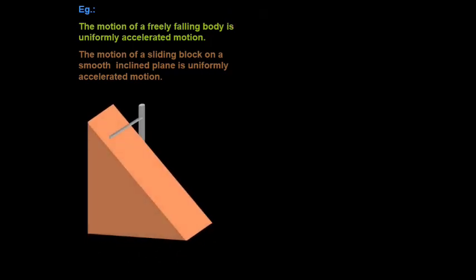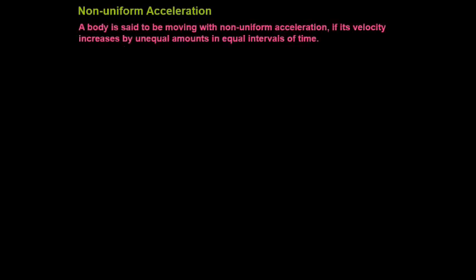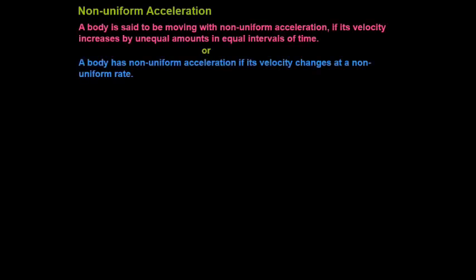Okay, that's a uniform acceleration. The motion of a sliding block on a smooth inclined plane is uniformly accelerated motion. If you remove it, it falls. It's a uniform acceleration. Of course, the acceleration will not be equal to acceleration due to gravity. It will be a component of acceleration due to gravity. That component part you'll also be learning about later on.